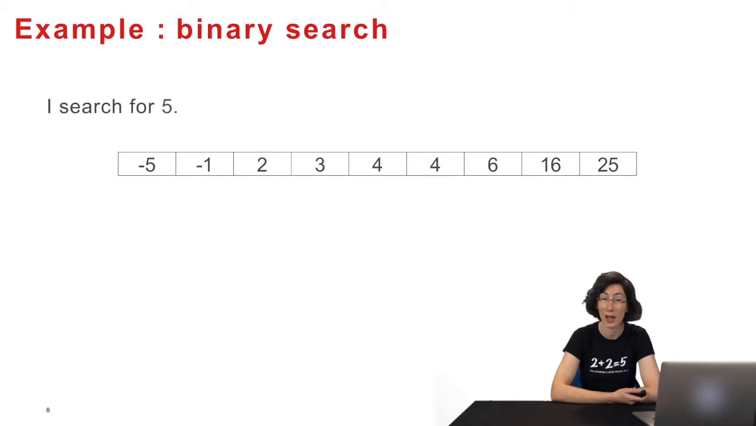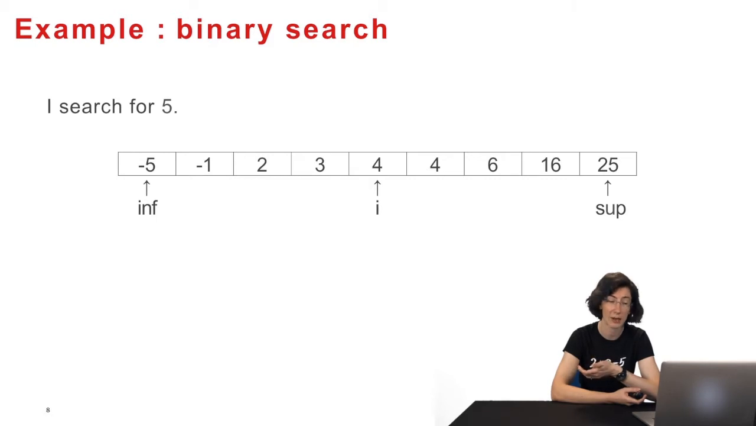So I have the inf and sup variables that are at both ends of the chart for now. Inf points towards -5 and sup points towards 25. So I calculate I, which is between inf and sup. So it gets here, and the value associated with I is 4. So 4, of course, is not 5, which means I did not find the element. And then, 4 is smaller than 5.